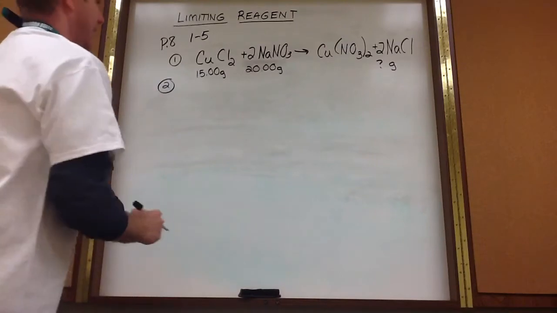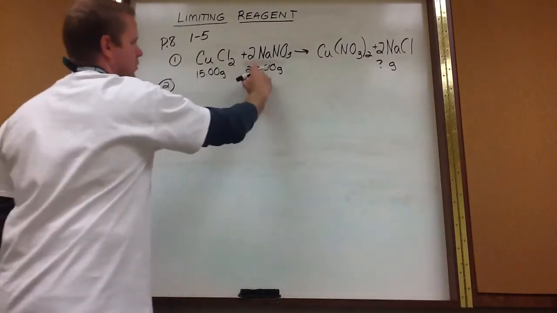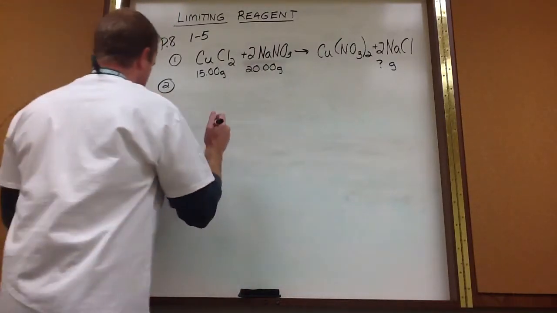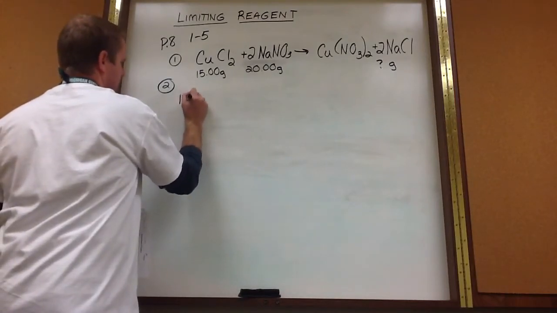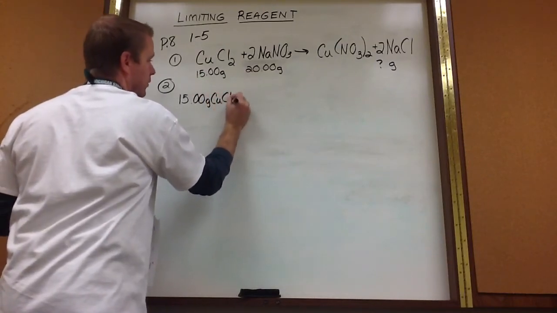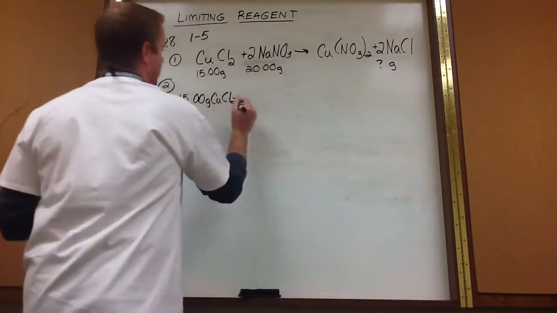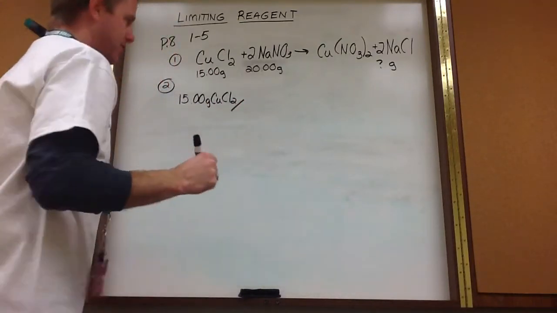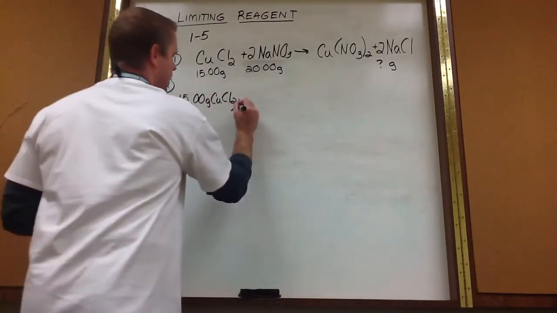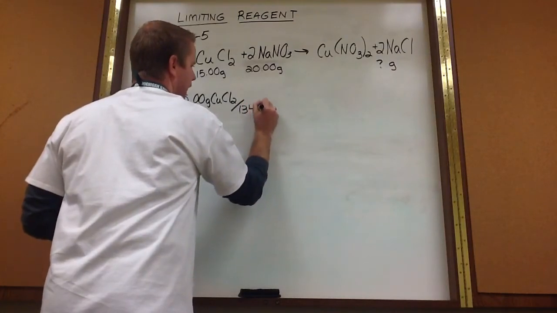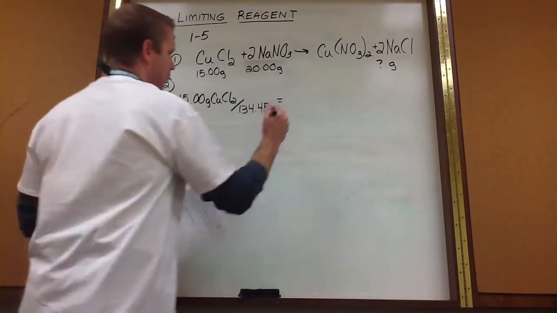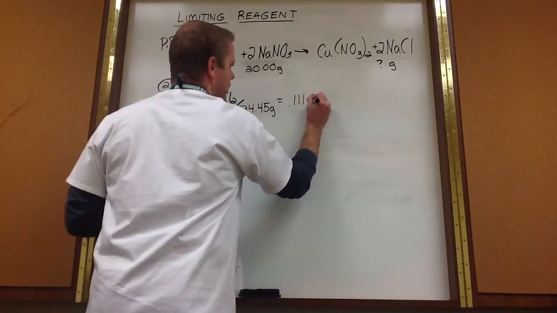So what you have to figure out, guys, is this: is the 15 grams of this or the 20 grams of this going to run out first? Which one's going to be out? Well, here we go. What you do is you take what you start with, which is 15.00 grams of CuCl2, and you turn it into moles. To go from mass to moles on the flux capacitor, you divide by the molar mass of the substance, which is CuCl2. The molar mass of CuCl2 is 134.45 grams. You do the math on that and you get 0.1116 moles.